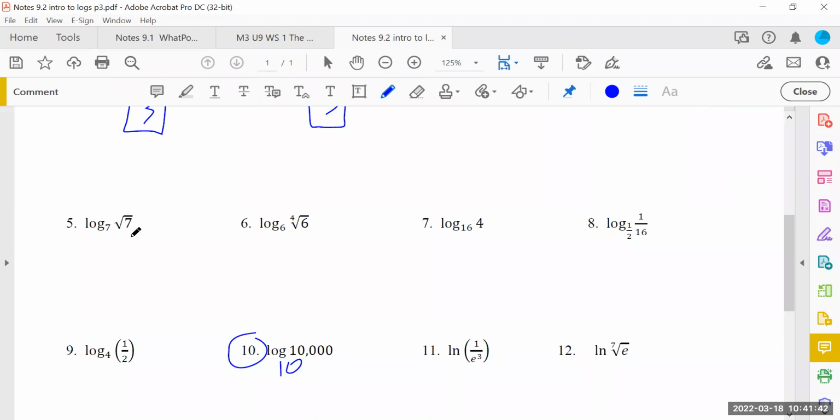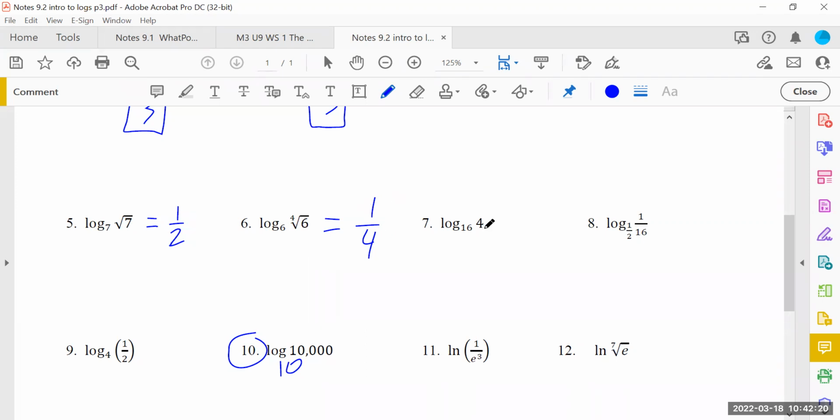Number 5, log base 7 of the square root of 7. How do I write that square root as a power? 1/2. So then what about number 6? 1/4, right? So the 4th root. Is everybody good with that one? Okay, thinking back to unit 6, radicals written as exponents or powers, it's 1/4.